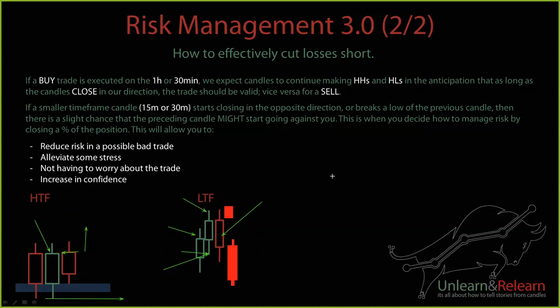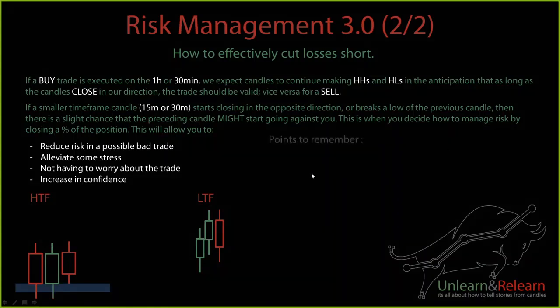You're basically looking at the smaller time frames, the 15-minute time frames. You're looking to see if they're breaking the lows or not. If they are breaking the lows or the highs, then there's a very high chance that the price may be moving against you. So whenever you're in a trade based on the 1 hour or the 30-minute, you're constantly looking at the smaller time frames to see if they are turning against you or not. If they start turning against you, me personally, I'm taking percentage positions off.